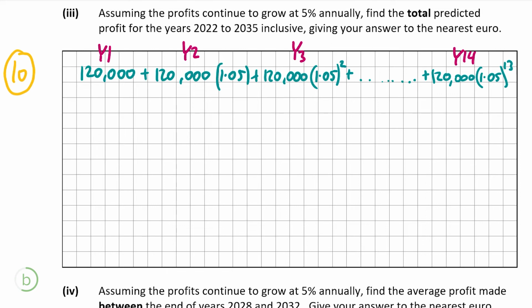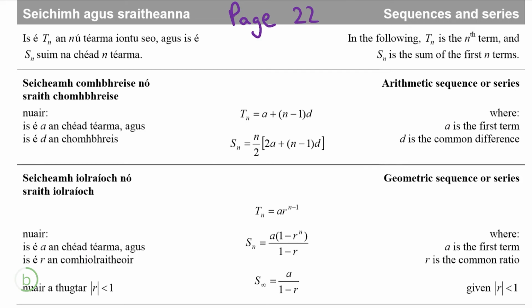To find the sum of the geometric series, we have a formula in our formula tables book on page 22. So let's use that now. It's the second and last formula on the page. S of n is equal to a times 1 minus r to the power of n, over 1 minus r, where a is the first term and r is the common ratio.